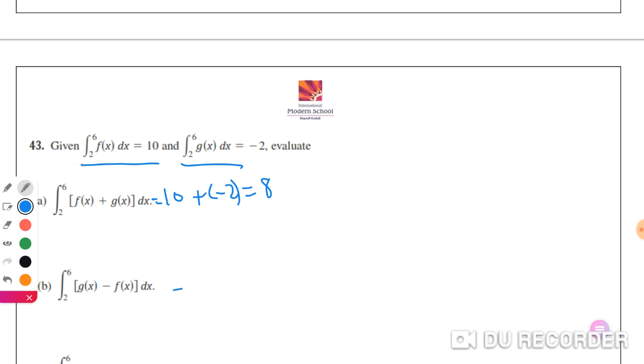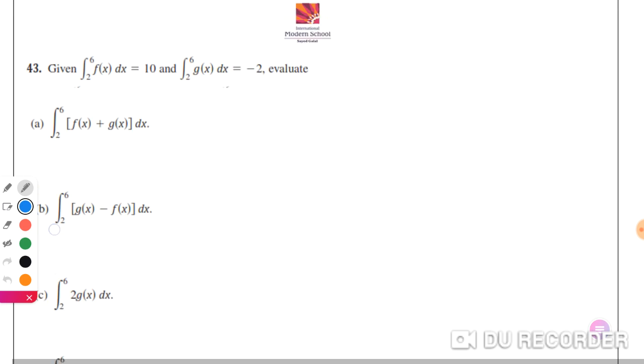For this one, it means g minus f. The definite integral of g minus the definite integral of f of x with respect to x from 2 to 6, it will be negative 2 minus 10, so negative 12. I think it's so easy.